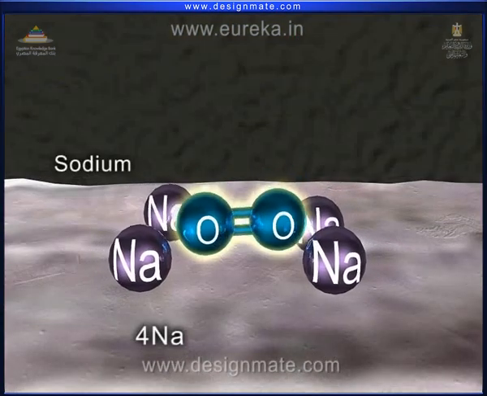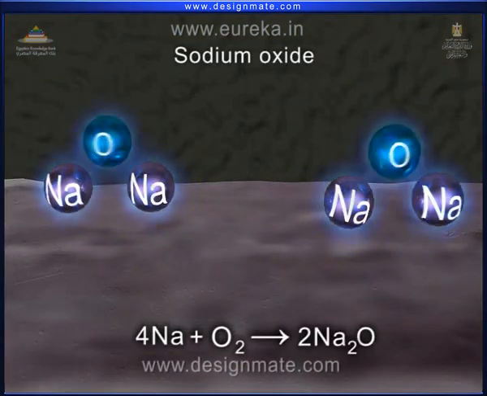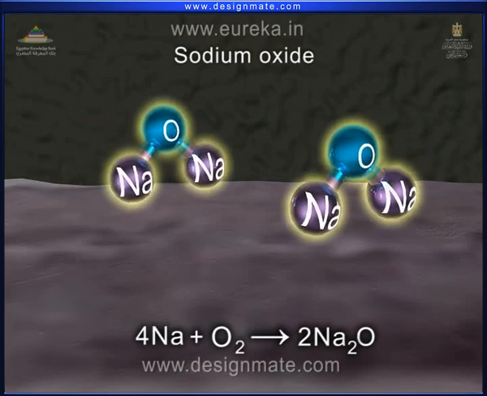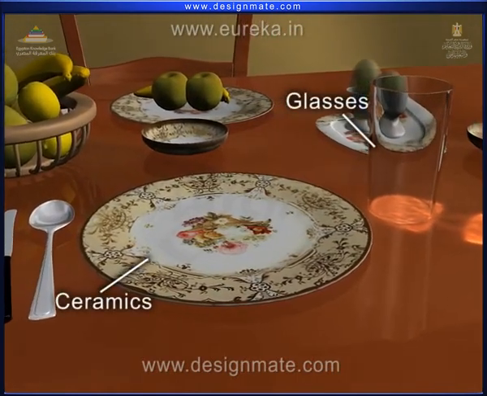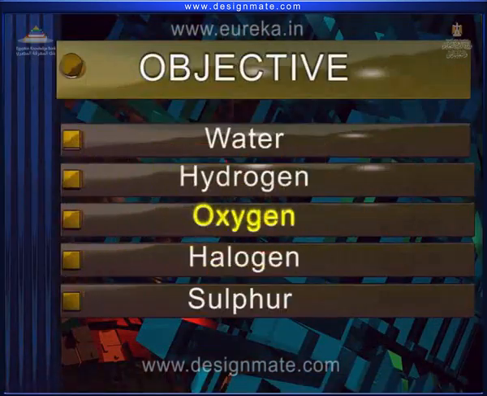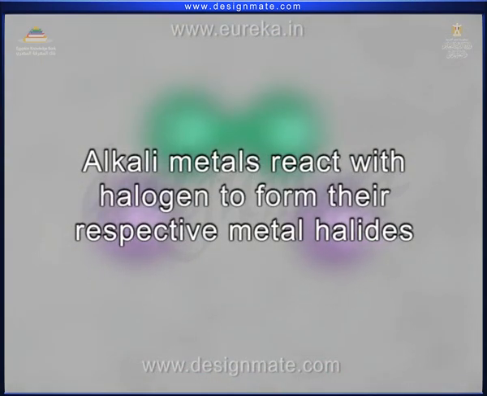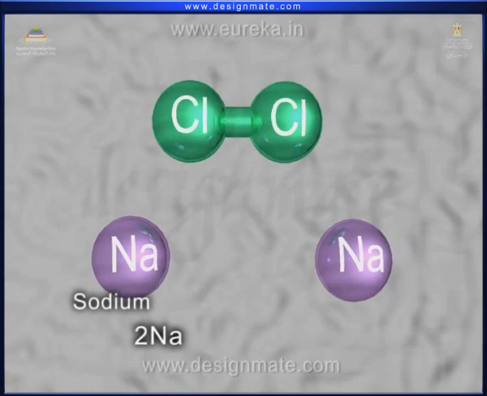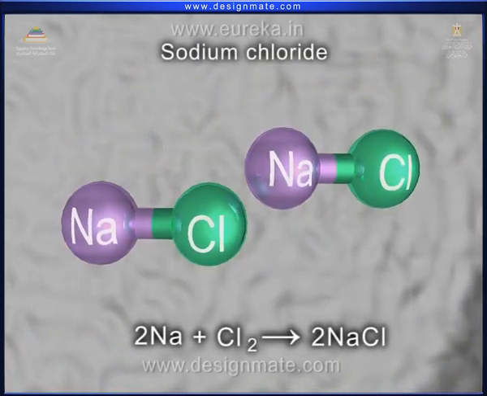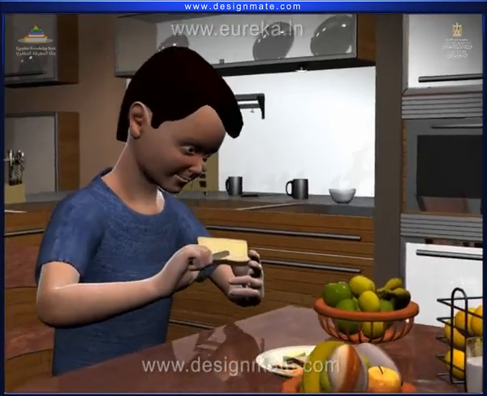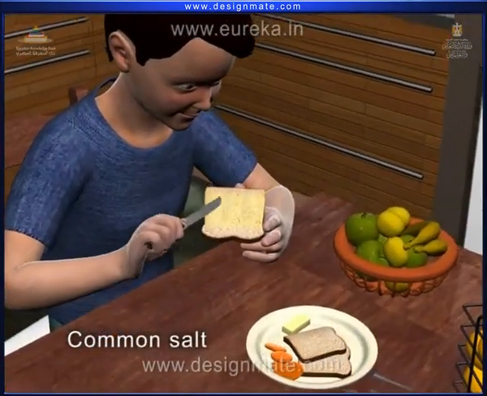4 moles of sodium react with oxygen to give 2 moles of sodium oxide. Sodium oxide is used in ceramics and glasses. Reaction of alkali metals with halogen. Alkali metals react with halogen to form their respective metal halides. For example, 2 moles of sodium react with chlorine gas to form 2 moles of solid sodium chloride. Sodium chloride is used as a common salt.